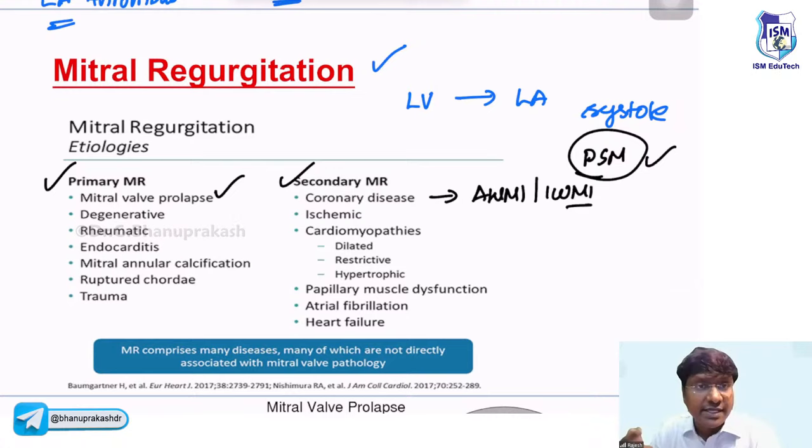And next is the cardiomyopathies, right? Which cardiomyopathy? Dilated cardiomyopathy, restrictive cardiomyopathy, hypertrophic cardiomyopathy. There will be dilatation of the mitral valve annulus, causing mitral regurgitation.